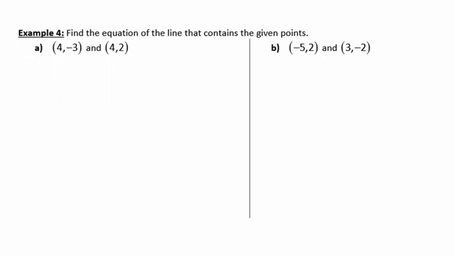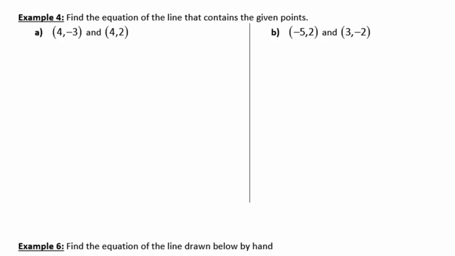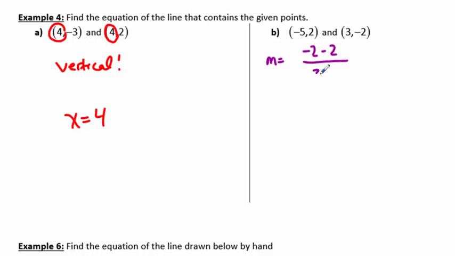In example 4, I want to find the equation of the line that contains given points. Before doing anything, I want to be careful to observe that the x values are the same, and I can jump right to the conclusion that this line is therefore vertical, and the equation is x equals 4. In part B, I don't have any repeated values, so I'm not in a vertical or horizontal situation, so we'll actually go ahead and calculate that slope. So the slope is going to be negative 2 minus 2 over 3 minus negative 5. So I've got negative 4 over 8, or negative 1/2.